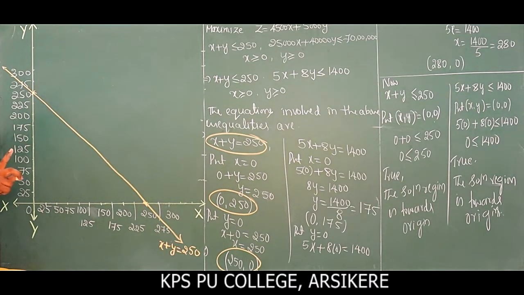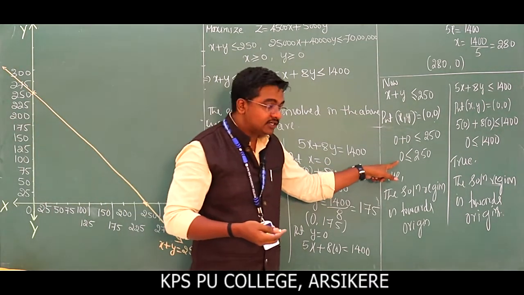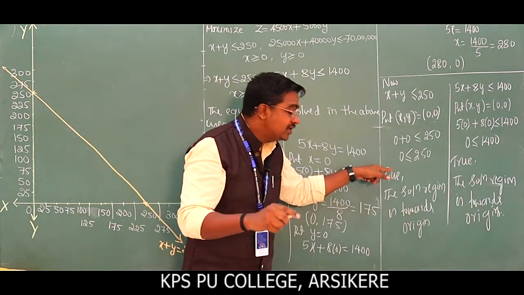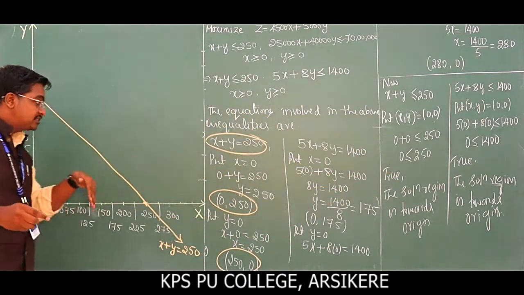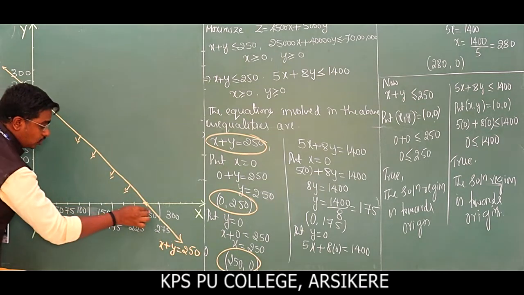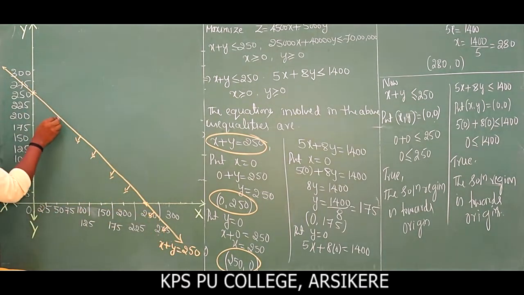Next, we need to check whether the solution region is towards the origin or away from the origin. We have checked that already. When I substitute x is equal to 0 and y is equal to 0, this inequality is true, hence the solution region is towards the origin for the inequality x plus y less than or equal to 250. Draw the arrow mark towards the origin. Clear? But check the second one too.